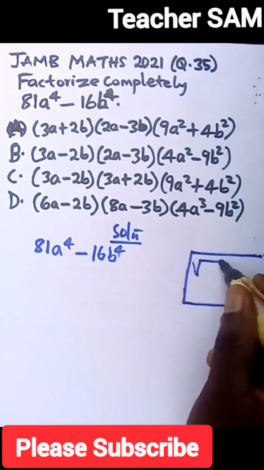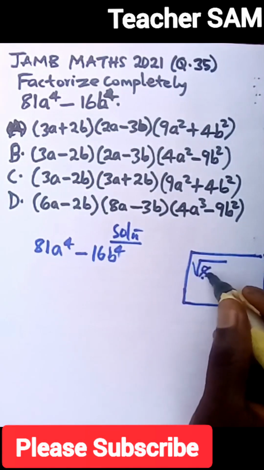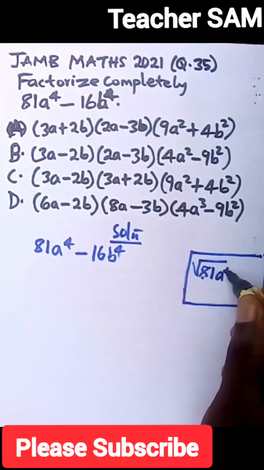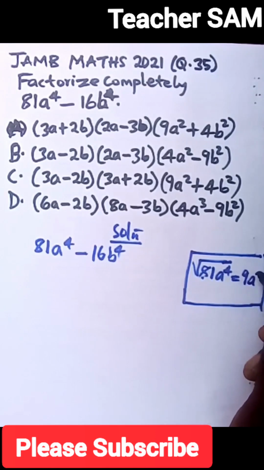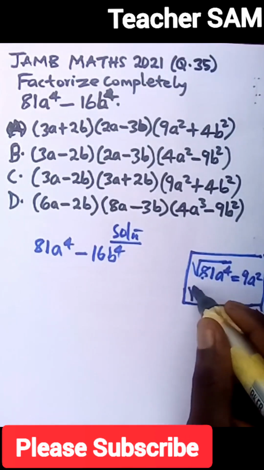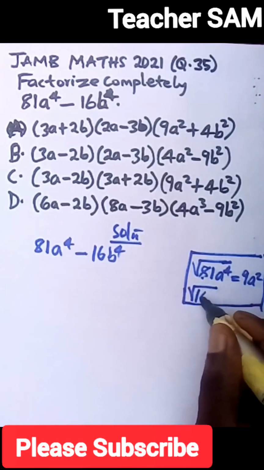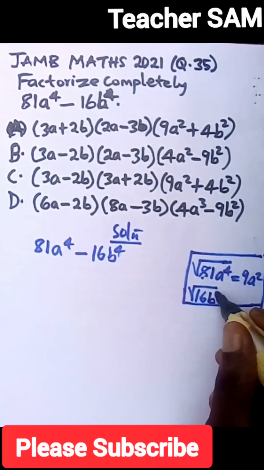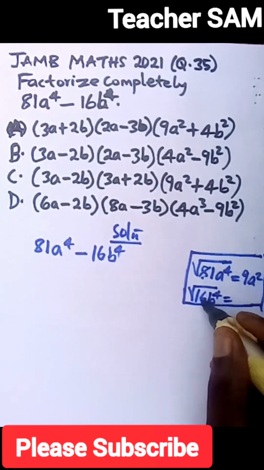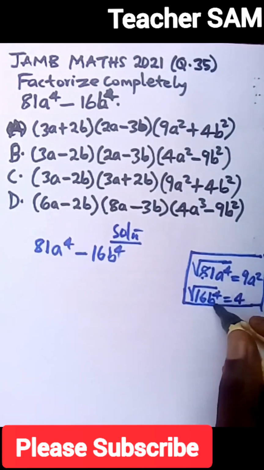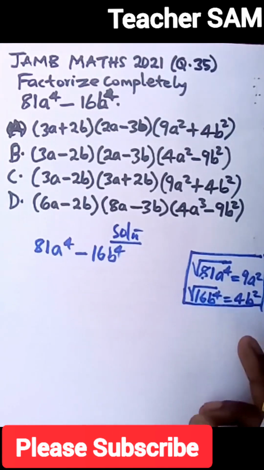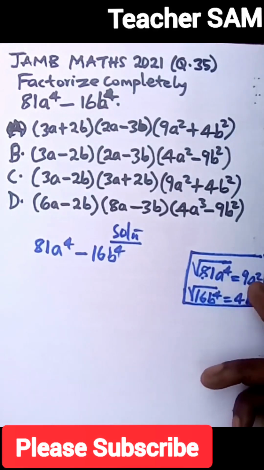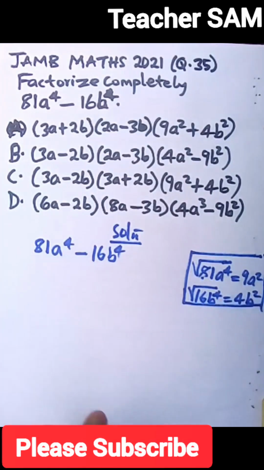The square root of 81a raised to power 4 is 9a squared. And the square root of 16b raised to power 4: square root of 16 is 4, square root of b raised to power 4 is b raised to power 2. Since I've been able to take the square root of this and this, it means they are perfect squares.